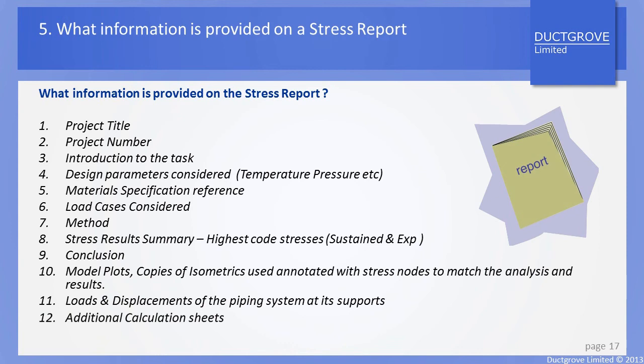There is a results summary which shows the highest code stress for both sustained and expansion stresses. There will be a conclusion, model plots, copies of isometrics used, annotated with stress nodes to match the analysis, loads and displacements of the piping system and its supports, and any additional calculation sheets or data sheets appertaining to springs or bellows, etc.